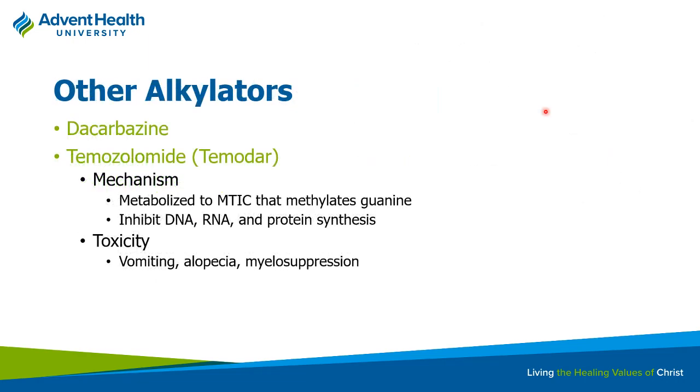Some other alkylating agents, things like dacarbazine, temozolomide, again, working not only to affect things like DNA, but these also can affect RNA, other protein synthesis, right? So it can be kind of more wide-ranging in terms of the effects it's going to have there. Vomiting, myelosuppression, alopecia, super common with the alkylating agents.